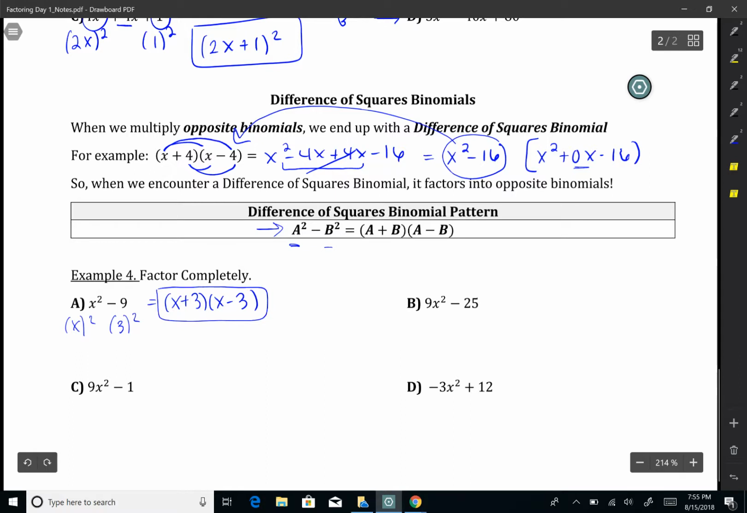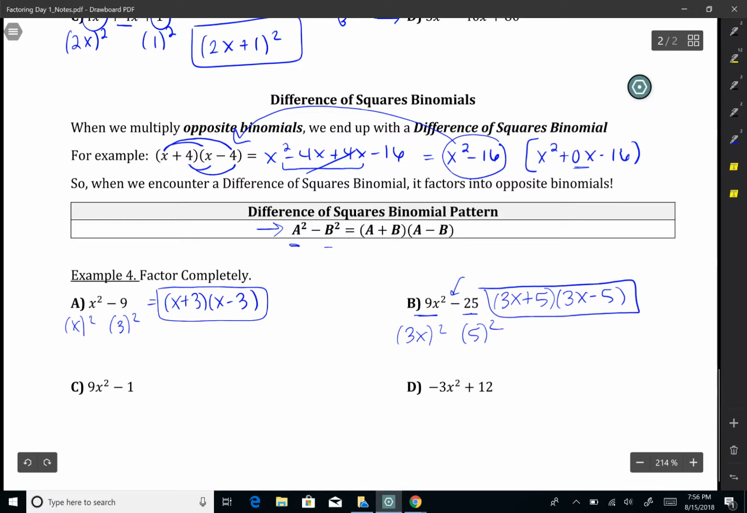Okay, let's look at B. I have 9x squared minus 25. What do you know? 9x squared is a perfect square. 25 is a perfect square. I'm subtracting. This is a difference of squares. Square root of 9x squared is 3x. The square root of 25 is 5. So my opposite factors would be 3x plus 5 times 3x minus 5.